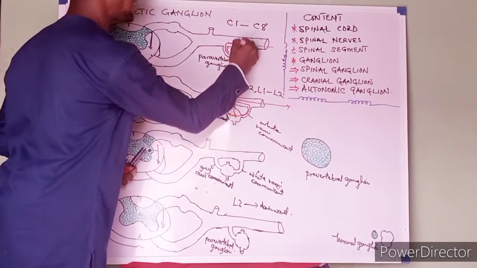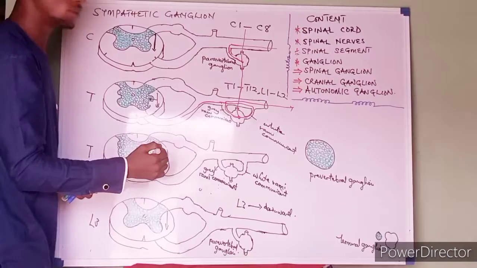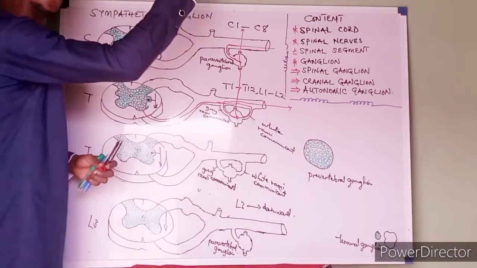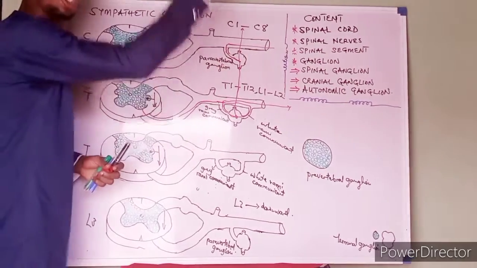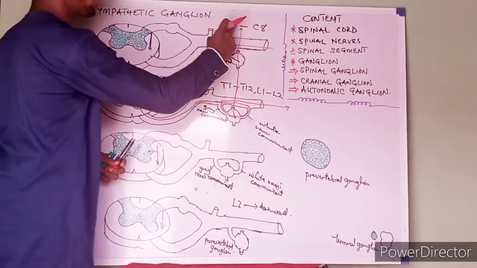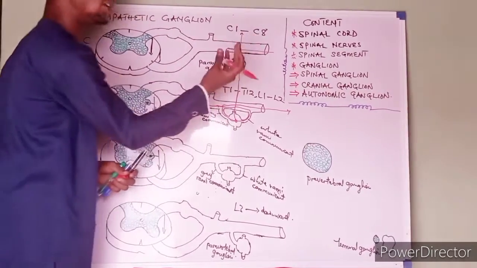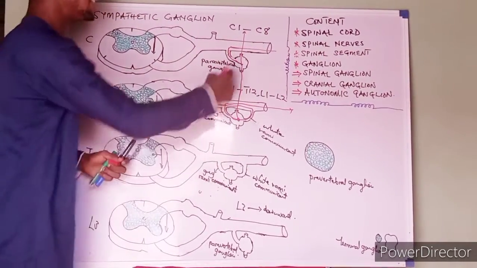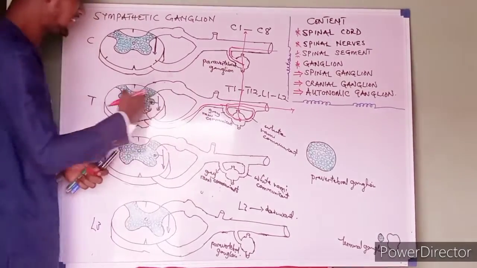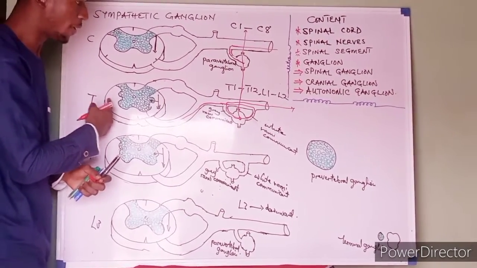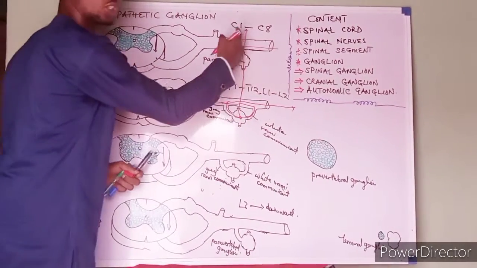It can as well ascend upward. If it does ascend upward, it will enter into the next cervical region, and continually like that to have from C1 to C8. Meaning that from C1 to C8, they do not have the sympathetic fiber, but they receive their sympathetic fiber from the first thoracic region by ascending upward.